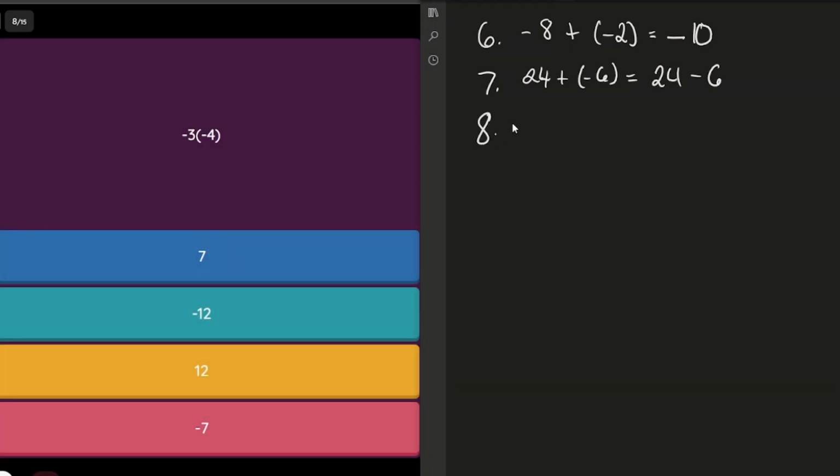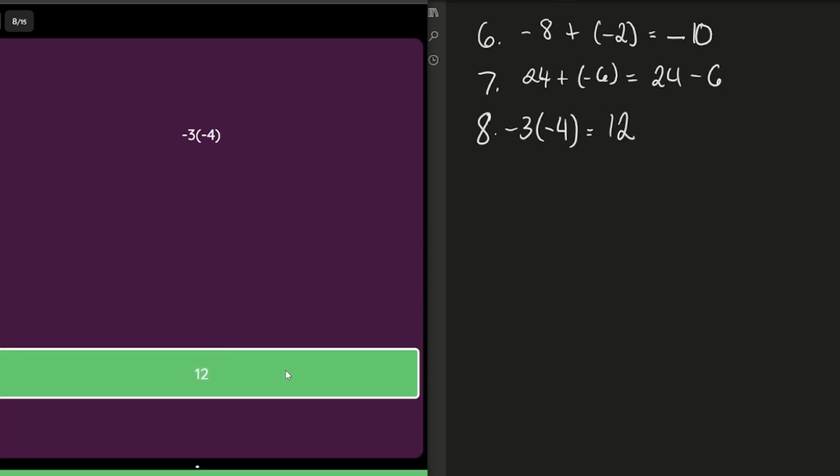Question number 8. -3 times -4. A negative and a negative will give you positive. 3 times 4 is 12. Positive 12.